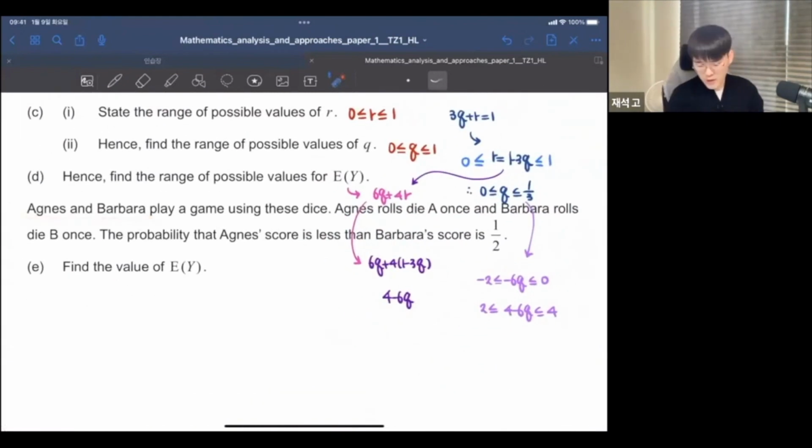So I see that there's A and B down there, and these two played a game with dice. It looks like Amy threw die A and Barbara threw die B once each. So there's a 50-50 chance that Amy's score will be lower than Barbara's. Find the expected value of Y.